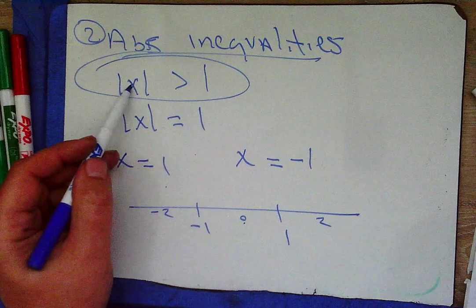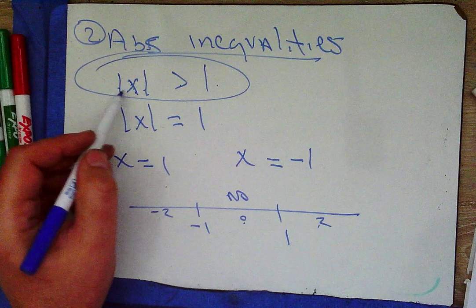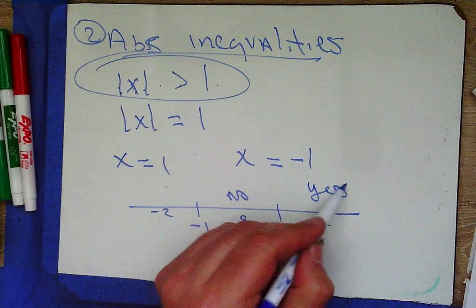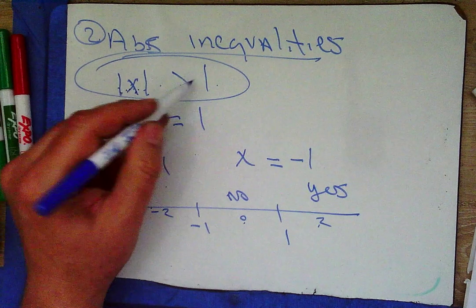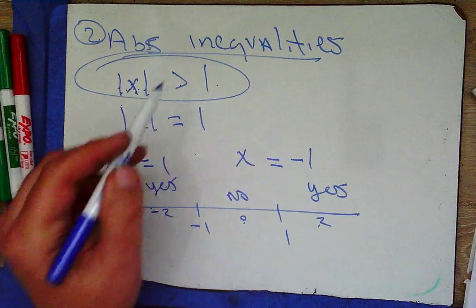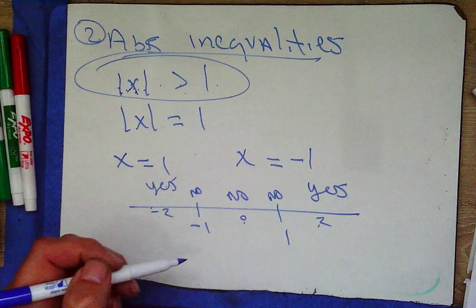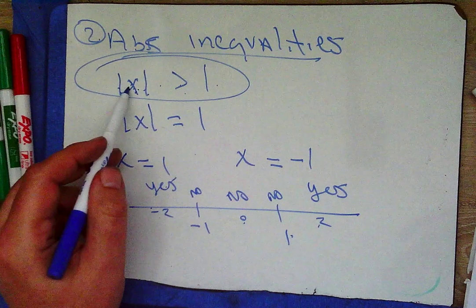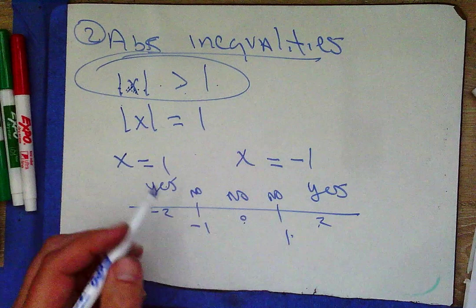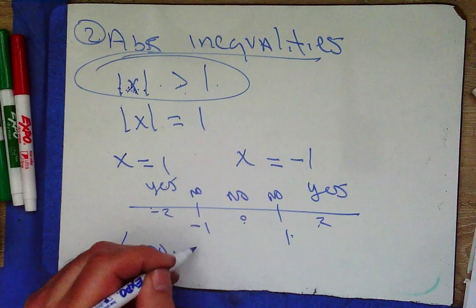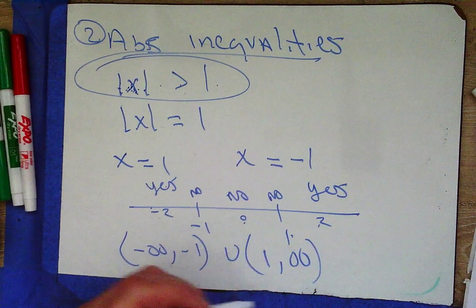So if I plug in a 0, is 0 greater than 1? No. If I plug in a 2, absolute value of 2 is 2, is that greater than 1? Yes. If I plug in a negative 2, the absolute value of negative 2 is 2. Is 2 greater than 1? Yes. And no equal to, so this is no, and this is a no. You can, of course, always plug the number in. 1, absolute value of 1 is 1. Is 1 greater than 1? No. So my solution here will be negative infinity to negative 1 with a parenthesis, union parenthesis 1 to infinity.